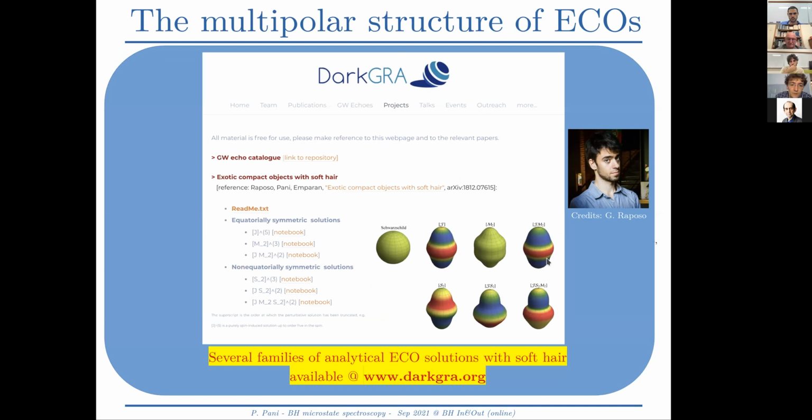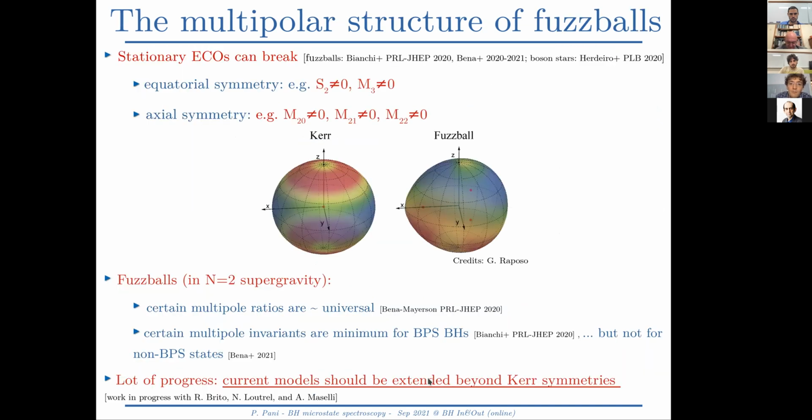Well, if you're interested, we built a lot of solutions with all these moments, so you can find very weird ones. These are all solutions within GR, vacuum solutions with generic multipolar structure, and this work was done by Guillermo Raposo during his PhD in Rome, and they are freely available on our webpage. But yeah, in my last slide, I want to discuss the multipolar structure of fuzzballs, because that is very peculiar.